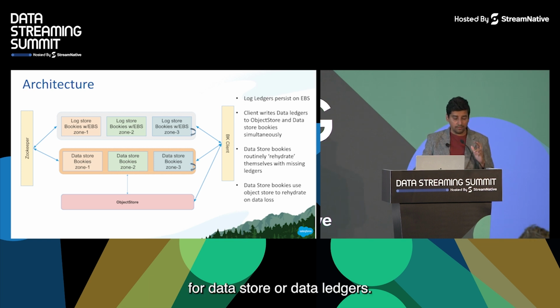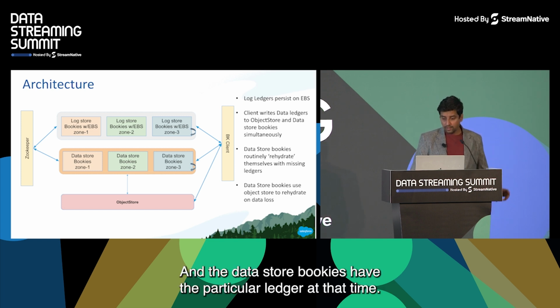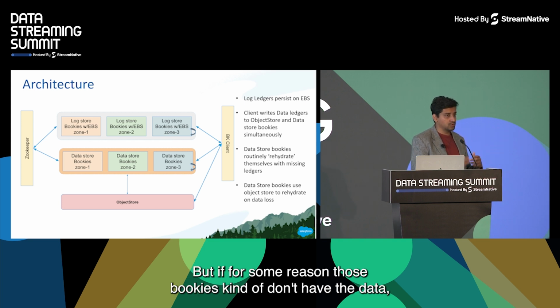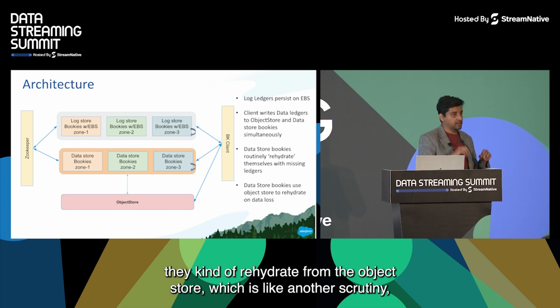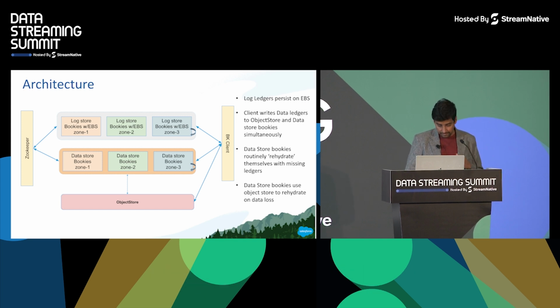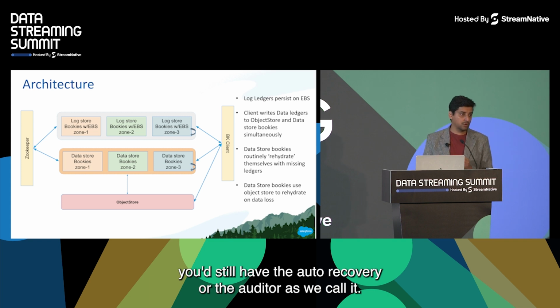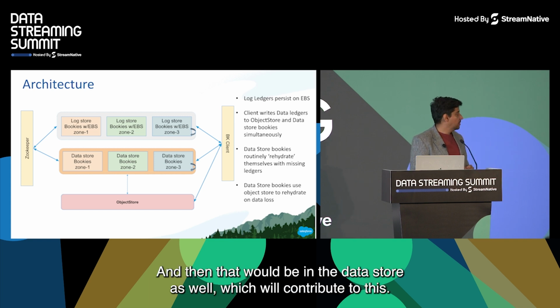For data ledgers, the BookKeeper client writes in parallel to the data store as well as the object store at the same time. The data store bookies have the particular ledger at that time, but if for some reason those bookies don't have the data, they rehydrate from the object store, using another scrutiny which runs from time to time to understand what's there and what's not there. Obviously, from the container perspective, you'd still have the auto recovery or the auditor, as we call it, and that would be in the data store as well, which will contribute to this.